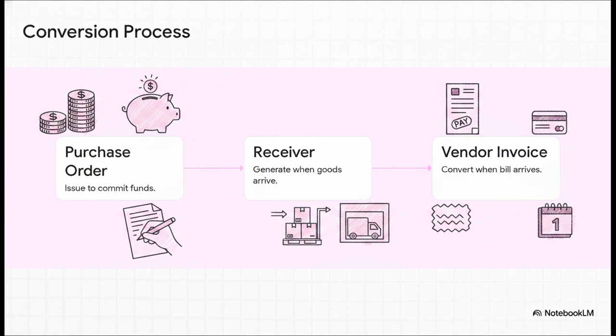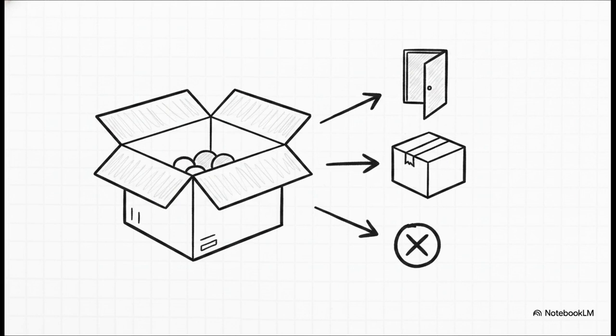So for your actual end users, their everyday transaction conversion process is generally going to look like this. Step 1, they issue the purchase order just to commit the funds. Step 2, they generate a receiver document when those goods actually hit the loading dock. And step 3, they convert it to a vendor invoice when the actual bill finally arrives. Pretty standard, right? But what happens when reality doesn't quite match the paperwork?